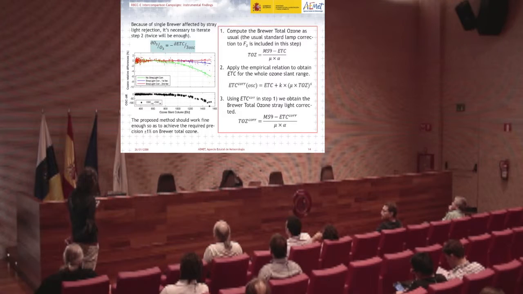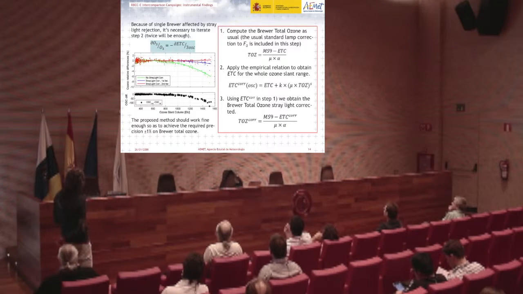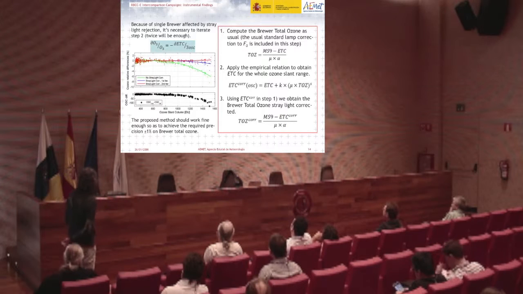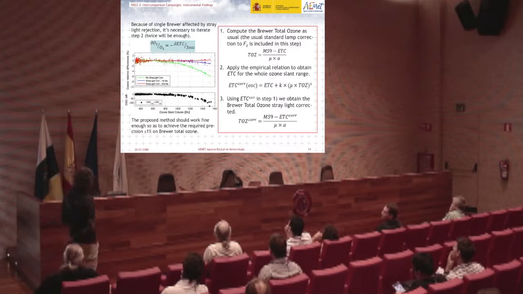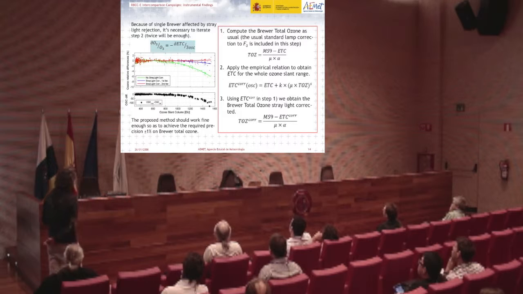very good results, which is the red plots here. The green line is the original data without correcting for stray light, and then the blue dots correspond to the first iteration, and the red ones to the second iteration. And after that, this method should work well enough to achieve the required precision of plus or minus 1% on Brewer total ozone.